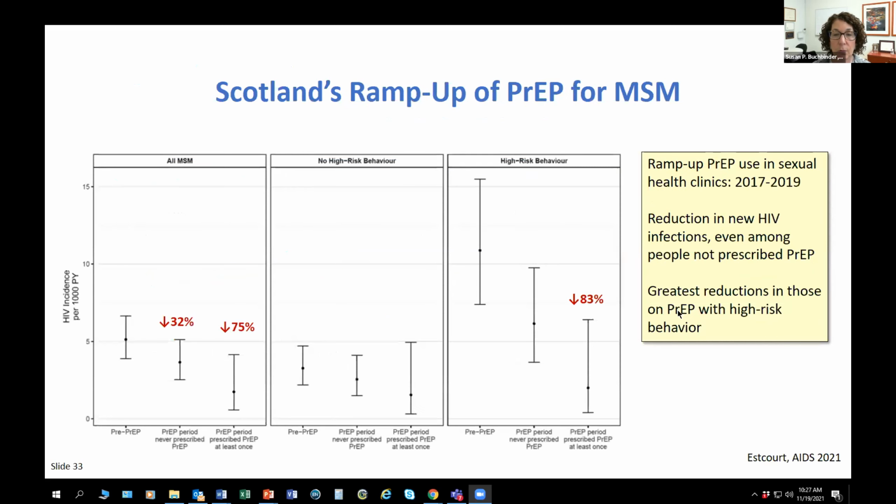And these are data from Scotland, in which they ramped up PrEP use in sexual health clinics from 2017 to 2019. And they saw a reduction in new HIV infections, even among the people not prescribed PrEP. So it may be that you're preventing onward transmission through sexual networks. An 83% decline in people reporting high-risk behavior who were prescribed PrEP at least once.